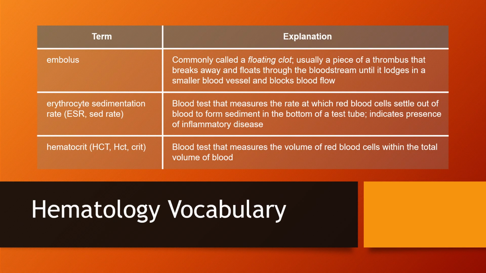An embolus, commonly called a floating clot, is usually a piece of a thrombus that breaks away and floats through the bloodstream until it lodges in a smaller blood vessel and blocks blood flow.